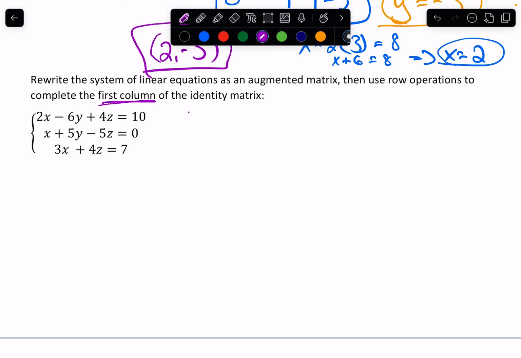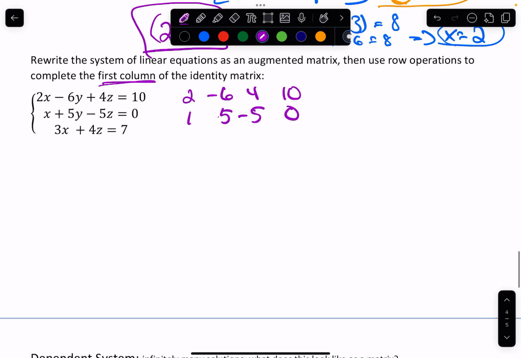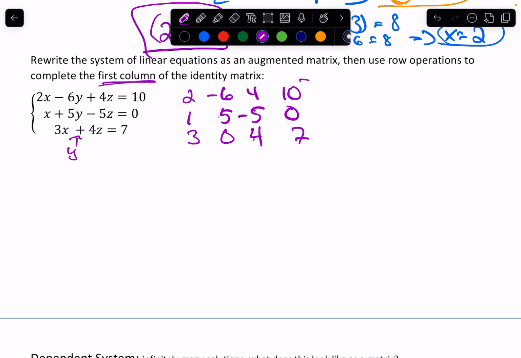augmented matrix first. So 2, negative 6, 4, and 10, 1, 5, and negative 5, and 0. 3, 4, hold on a second. We are missing y here. So y has to be a 0. Coefficient of z is 4, and then 7. So be careful and make sure that these are in the correct order as well. So that you've got X, Y, and Z in the correct spots.